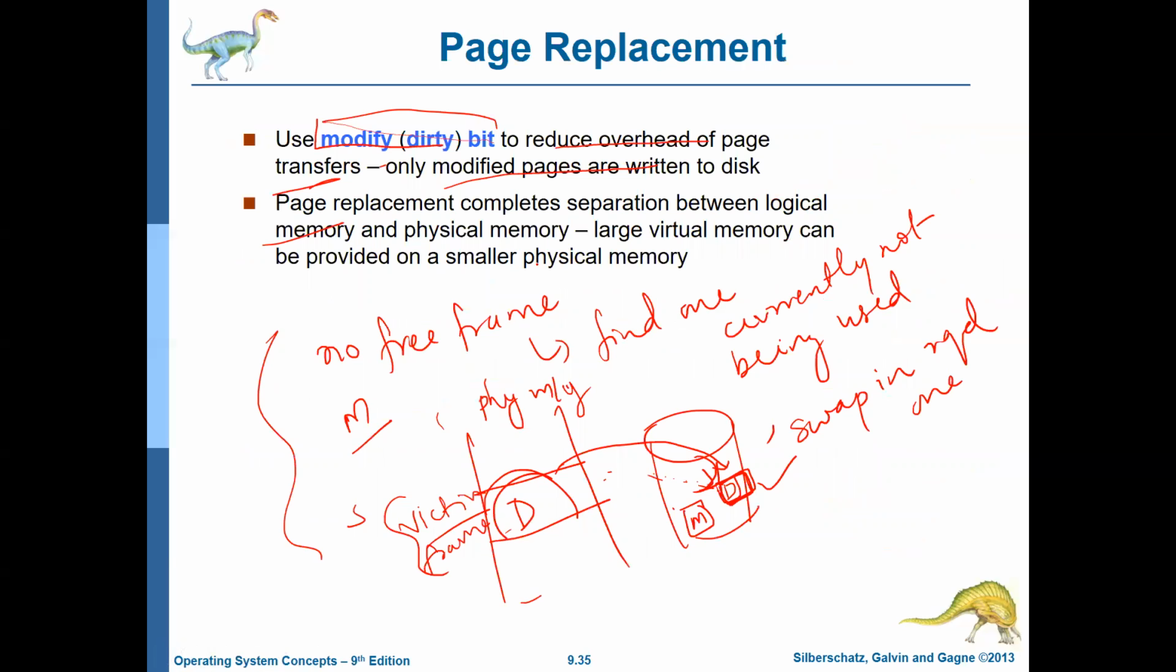So what is this modify bit or dirty bit? Every page or frame has a modify bit associated with it in the hardware. It is set by the hardware if any byte in the page is written, to indicate that the page has been modified. If it has been modified, then naturally it will have to be written back to the swap space. If it is not modified, you just discard it. So that is the purpose of the modify bit.